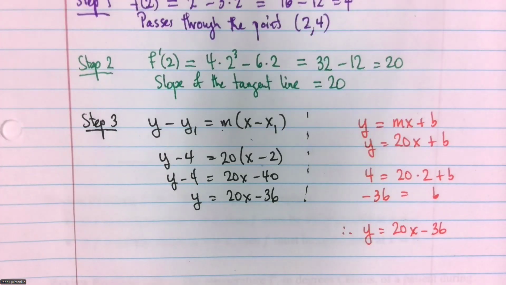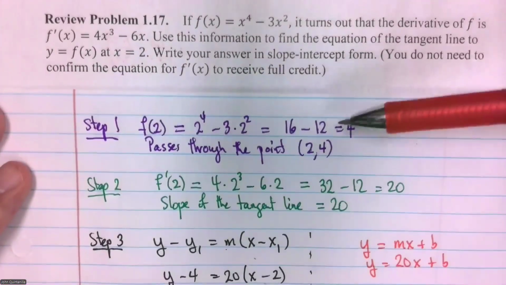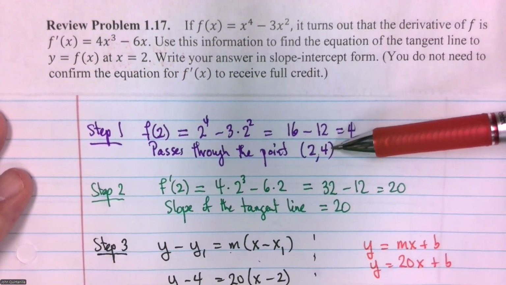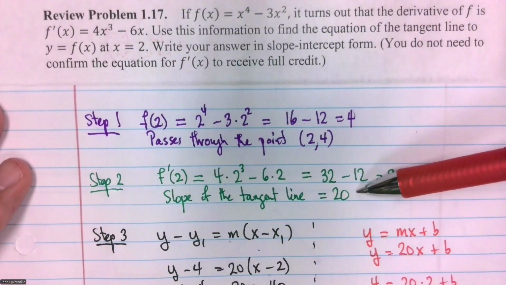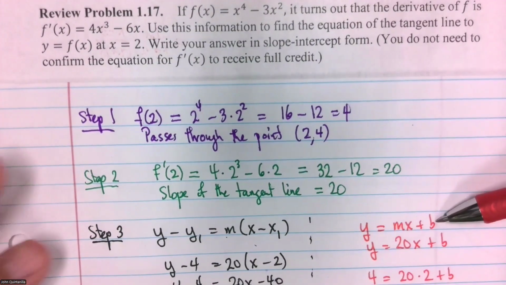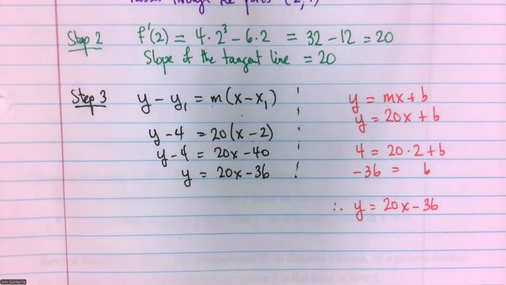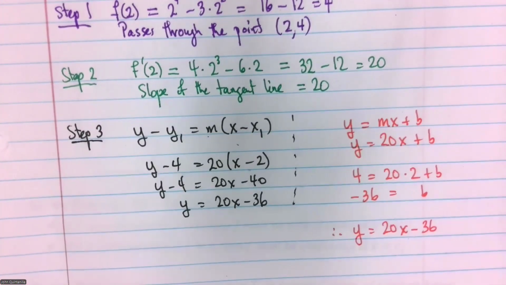Okay, so that is how to find the equation of the tangent line. I used the original function to figure out the y-coordinate. I used the derivative to figure out the slope of the tangent line, and then used my techniques from algebra 1 to find the equation of the line given those two pieces of information.